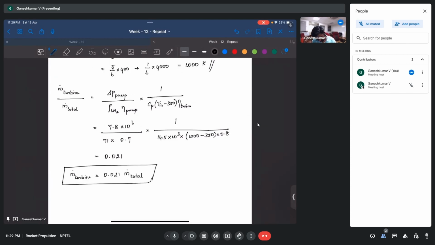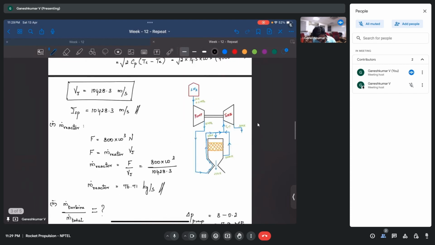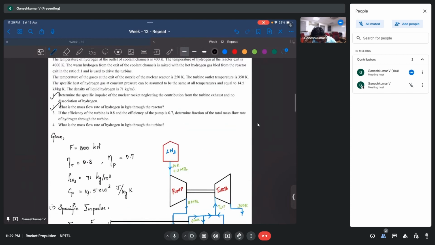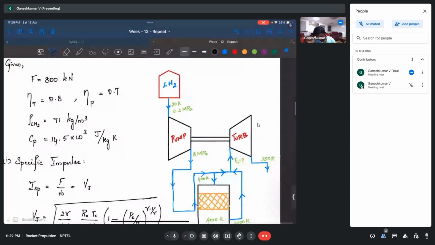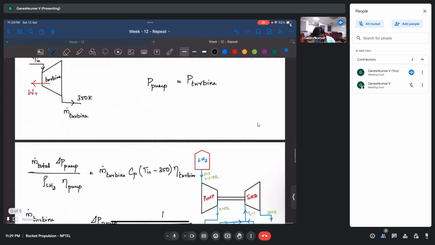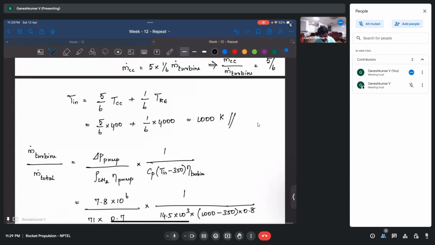All right. So this is how you find the mass flow rate. I mean, this is one of the ways to find the mass flow rate, which is done. Now, what is the mass flow rate of hydrogen in kg per second through the turbine? So we found the fraction. Now we need to find the actual mass flow rate.